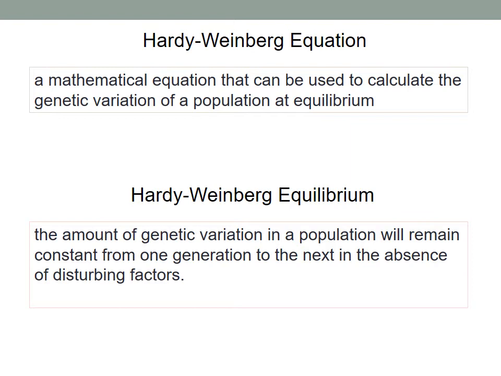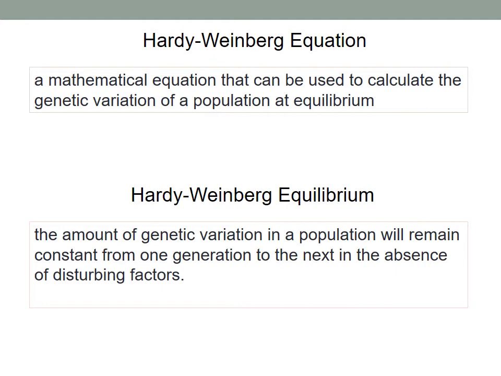In 1908, G.H. Hardy and Wilhelm Weinberg independently, completely separately, described the basic principle of population genetics, which is now named after both of them, the Hardy-Weinberg equation. One is an English mathematician, the other was a German physician. They came up with this concept at almost the same exact time. It's going to describe the relationship between allele and phenotype frequencies at equilibrium.